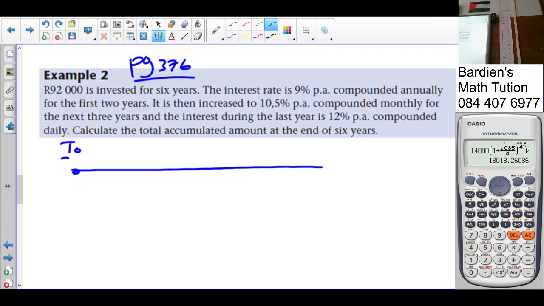So T0 is going to be 92,000. You will agree with that? Now pencil in, it's for 6 years, so it's going to give you T6. The interest rate is 9% per annum compounded annually for the first 2 years. So do that on your timeline quickly.